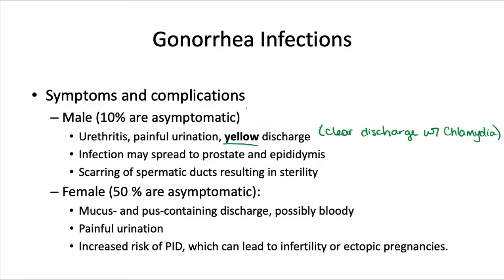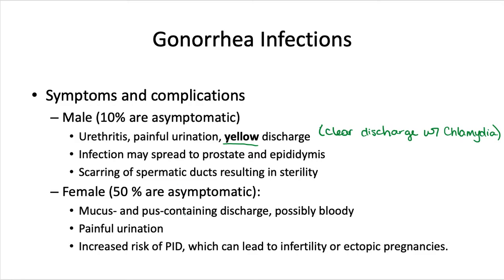Males are more likely to experience symptoms. Only 10% of males are asymptomatic. So that means that most males will experience these symptoms, which is infection of the urethra, which causes painful urination, and again, that yellow discharge. If the infection spreads to the prostate and epididymis, this can result in scarring of the sperm ducts or the vas deferens, and this will result in sterility, or the inability to have sex that results in a pregnancy.